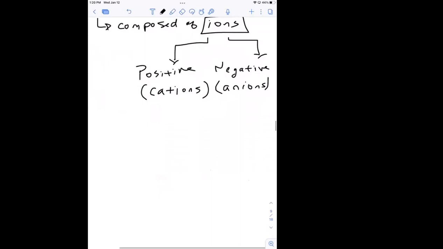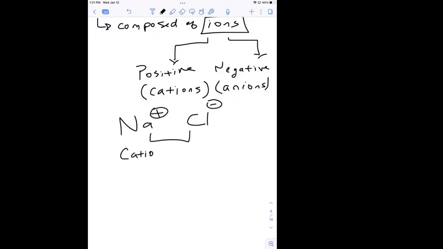Like for example, and this is not plasma, we're just talking about ions right now. If I take sodium, which has a positive charge, and chlorine, which has a negative charge, when those two come together, they are attracted to each other because of the difference in the charges. So this is a cation, and over here, chlorine is an anion, right? Meaning that's how you know it's negative, and cat meaning positive. So that's how you know it's positive.